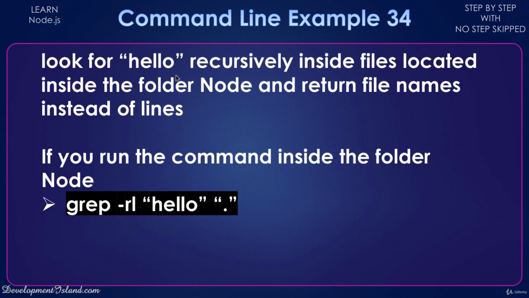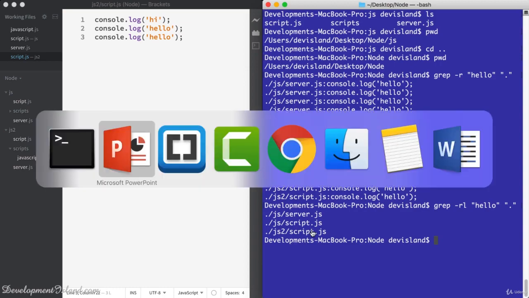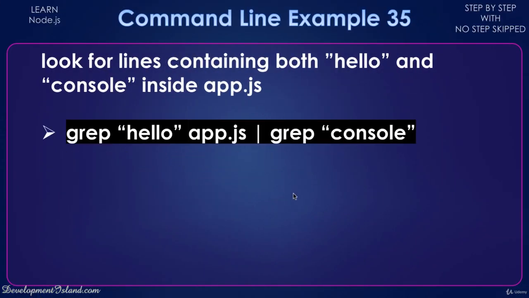Now let's look for hello recursively inside files located inside our folder node, and instead of returning the lines, we want to return only file names. So to do this, we just add the L option. So instead of -r, you can write -r -l, or combine them like this, -rl. So this will tell us all the files where we found a match. Great.